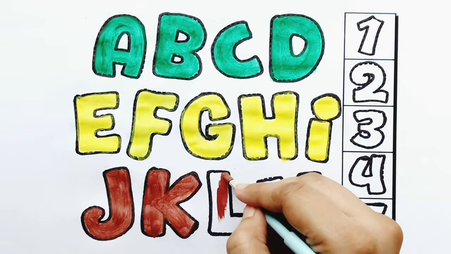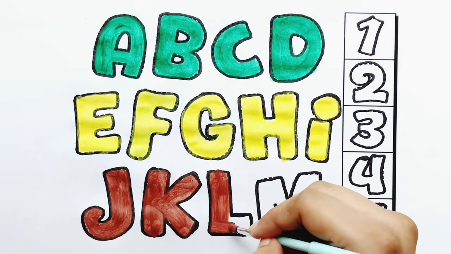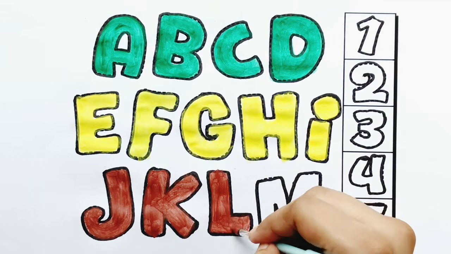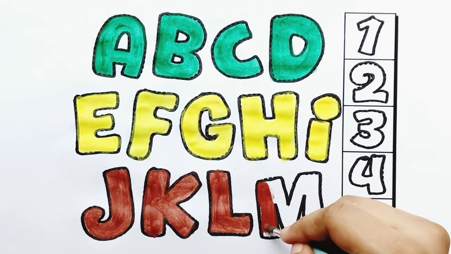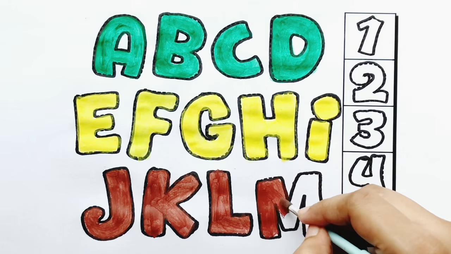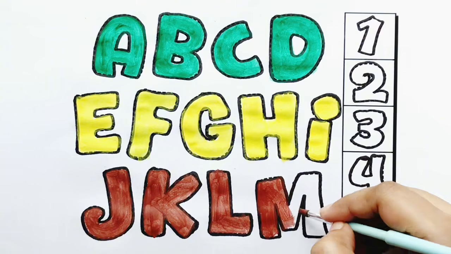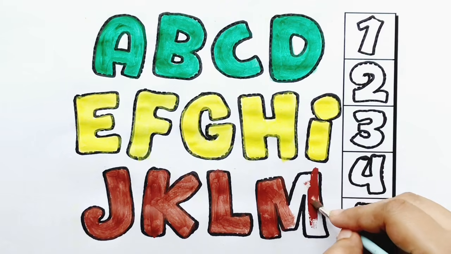A, B, C, D. L for lion. G, H, I, J, K, L, M, N, O, P, Q, R, S. M for monkey. W, X, Y, and Z. Now I know my ABCs. Next time, won't you sing with me?